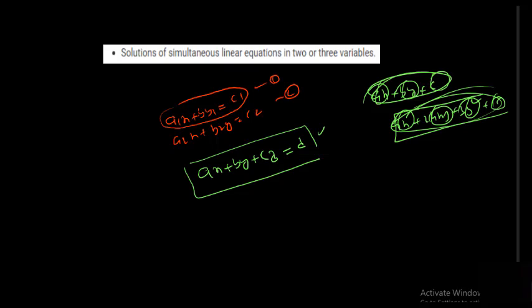Students, ax plus by plus c equal to 0 represents a straight line on the coordinate plane. Ax plus by plus cz plus d equal to 0 represents a plane in space, or in 3D.